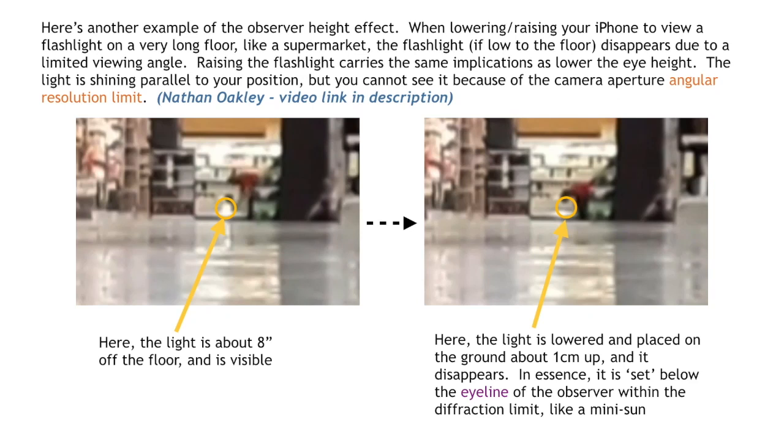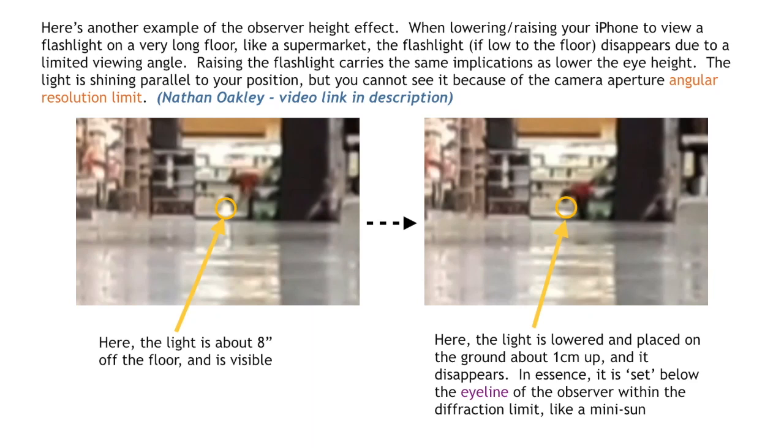So again, you can have your phone with the camera side down along the floor and very close to the floor, and you can do the same with a distant light source or any object for that matter, and you can raise and lower either your phone or the light source, and you will not be able to see it when both are on the ground at the same time. So raising the flashlight carries the same implications as lowering your eye height.